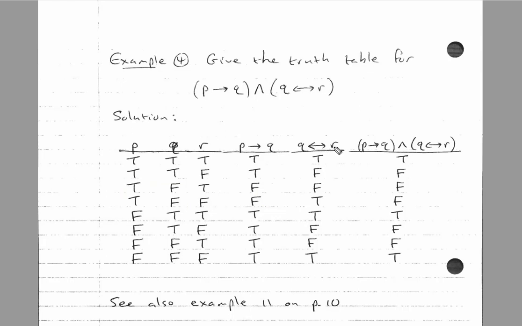Q if and only if R. So we're looking for the same truth value. That'll give us a T. Okay, so these are the same. These are the same, and same. So just these 4 give us T's.